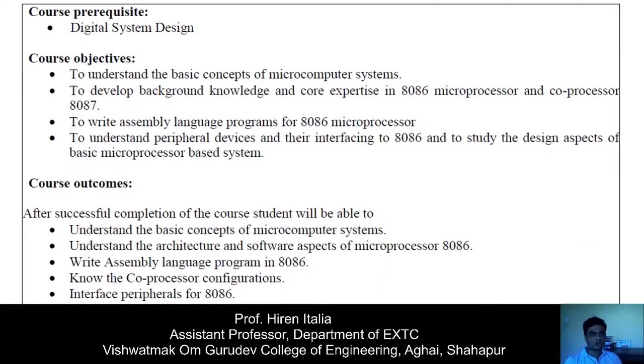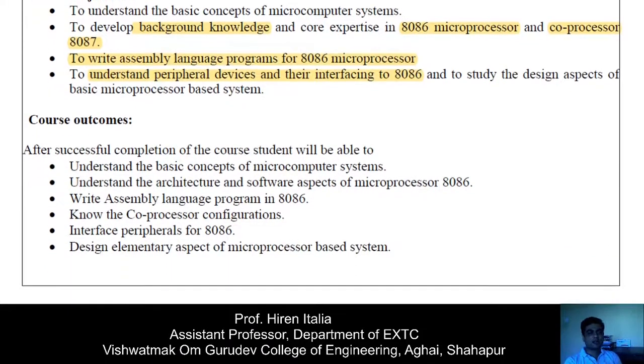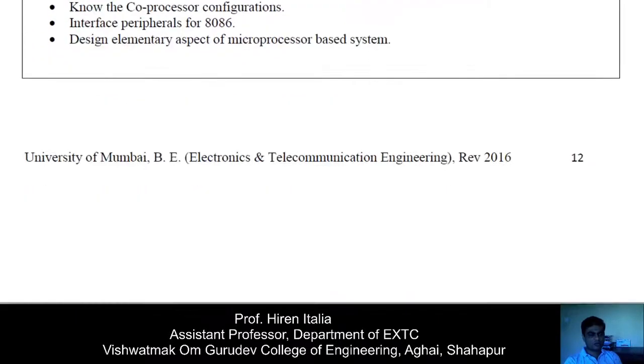Now let's check out the course objective. What is a course objective? The course objective is to understand the basic concept of the microcomputer system, to understand the background knowledge of the 8086 microprocessor and the coprocessor related to the 8086, that is called the 8087. Another objective is to understand and be able to write assembly language programs for a microprocessor, and to understand the different peripheral devices and their interfacing with the 8086. So what is the design of that, how to connect these external peripheral devices with the 8086. So these are the course objectives.